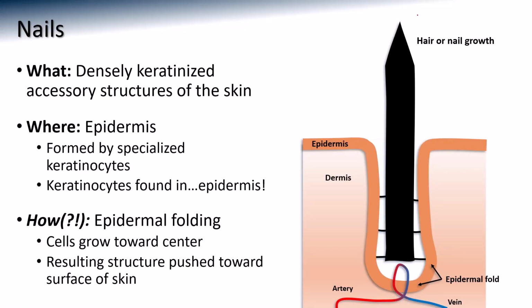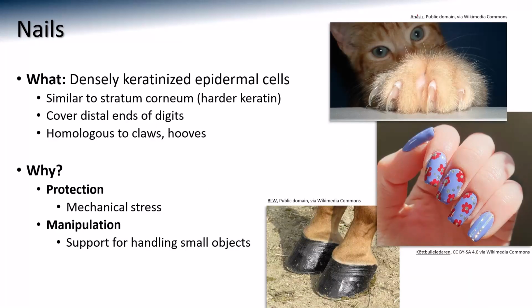All right, I mentioned earlier that nails are going to grow in a very similar manner to hair, and that's exactly what we see. We have this little infolding of the epidermis, and we have the nail structure growing out from the middle of those. There are some important differences here, though. Number 1, nails are extremely dense keratinized epidermal cells. They're similar to the stratum corneum cells, but they have much harder keratin. They cover the distal ends of our digits, and they are homologous to claws and hooves found on other animals. So these are always very hard structures.